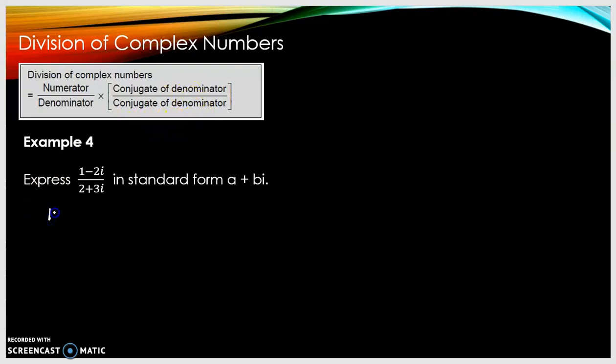So from here, 1 minus 2i over 2 plus 3i. So where is the denominator? Here is the denominator. So what do we have to do? We have to multiply with the conjugate. The denominator is 2 plus 3i, so the conjugate of the denominator is 2 minus 3i. For the numerator, we also multiply with 2 minus 3i. So you can see here, we multiply with the conjugate of the denominator.